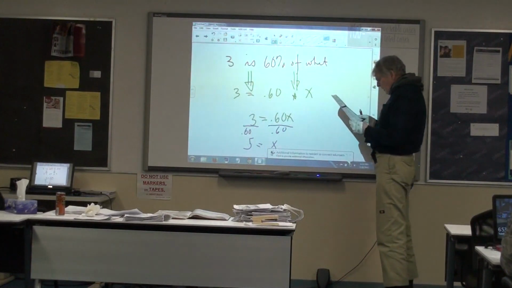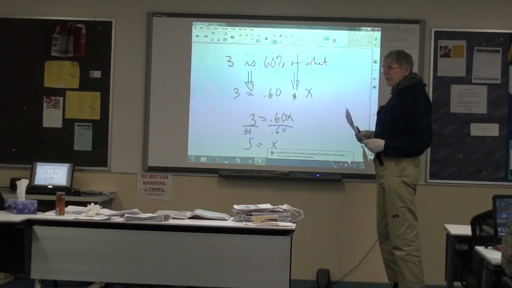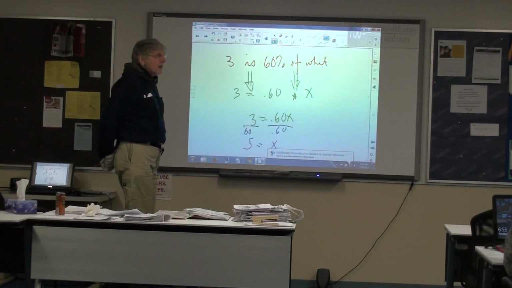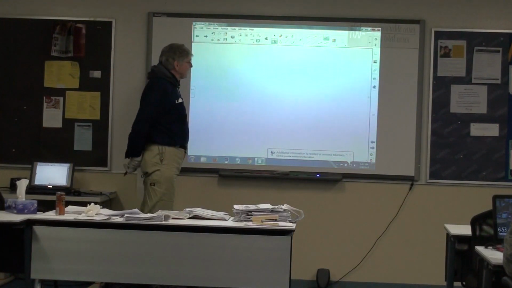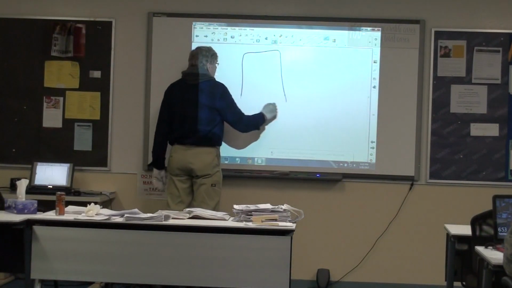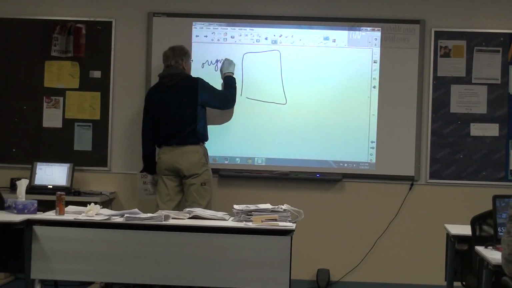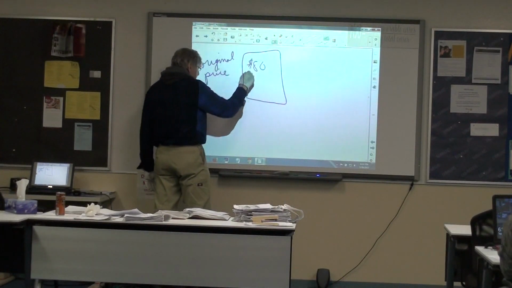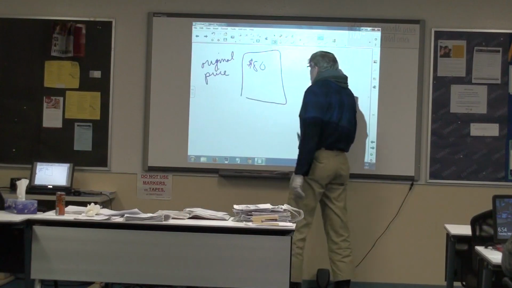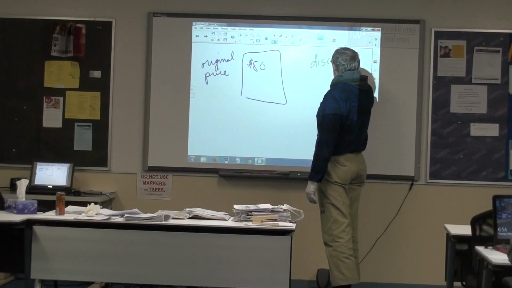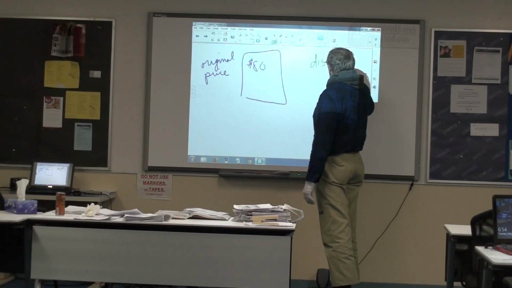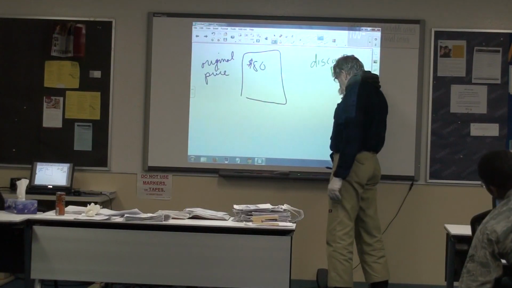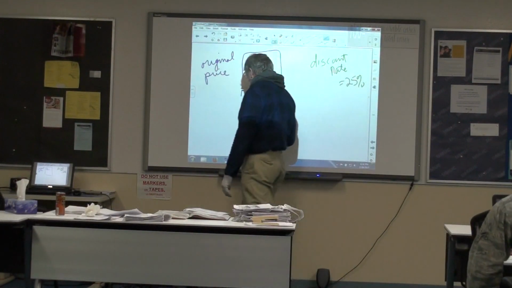Okay, good. So that's how you do these types of percent problems. And now we're going to go shopping. Let's go shopping. This is what we find when we go shopping. We have an article that has an original price. Let's say it's a jacket. The original price was $80. And they have a sale, so they have a discount rate. The discount rate is a percent. So the discount rate produces a discount amount.